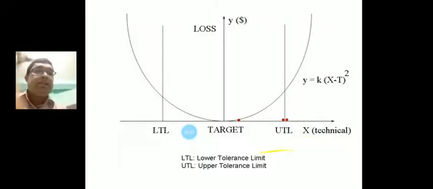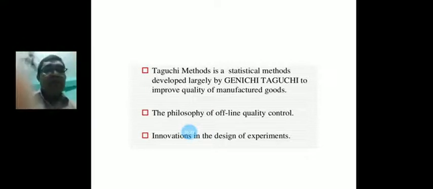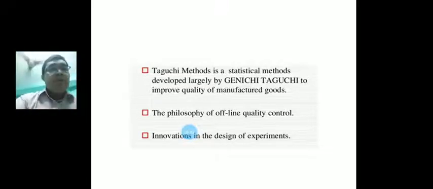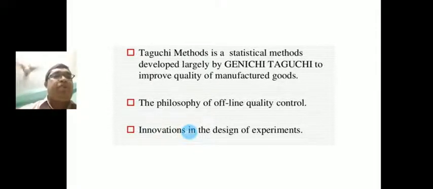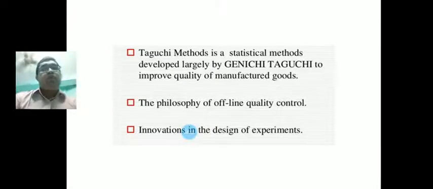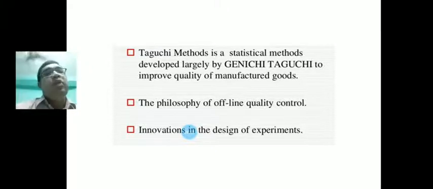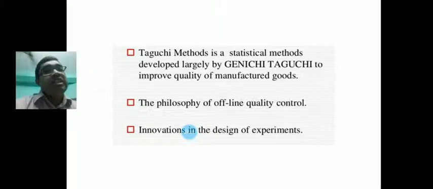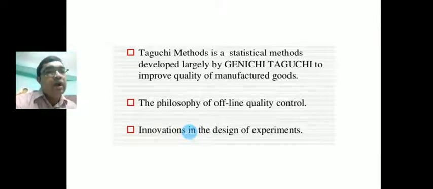Another thing you can see is that the Taguchi method is a statistical method developed largely by Genichi Taguchi to improve the quality of manufactured goods. The philosophy of offline quality control and innovation in the design of experiments are also concentrated on, and the statistical experimental procedures are applied to our product.